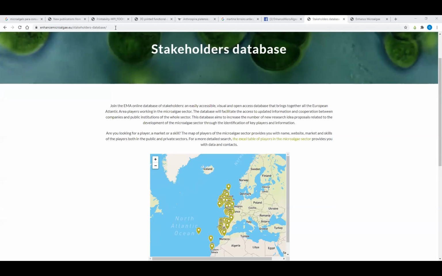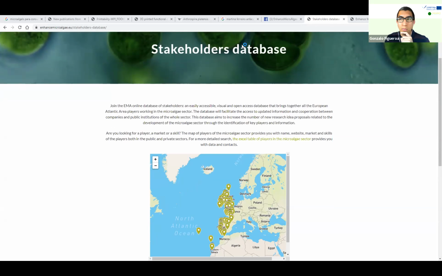For example, a company, Baggy Power, located in Porto Santo. You have access directly to the website, and you see the activity of the company. It's involved in feed, development of food from microalgae, nutraceutics, and biotechnology.